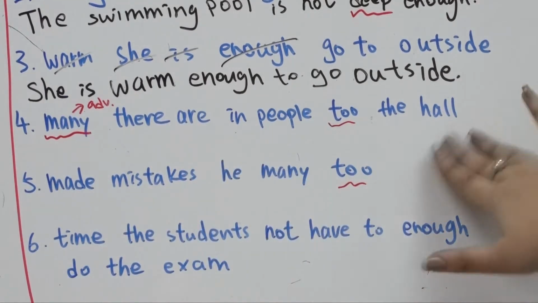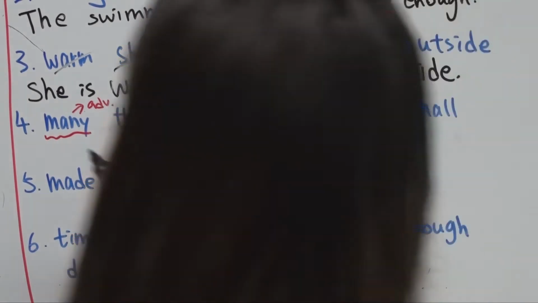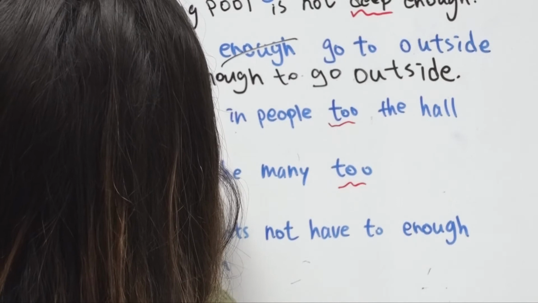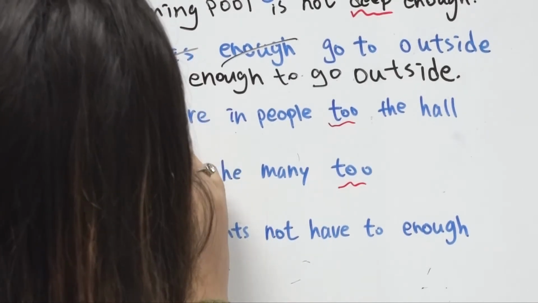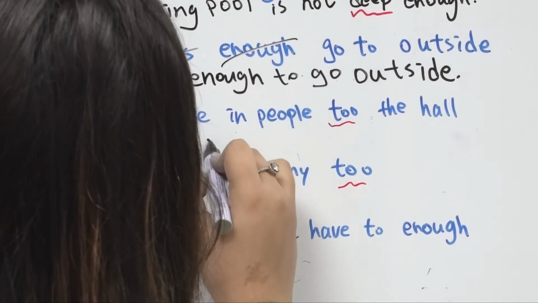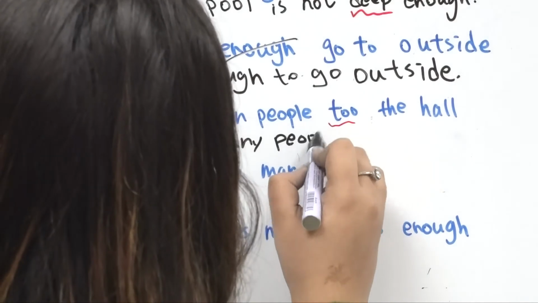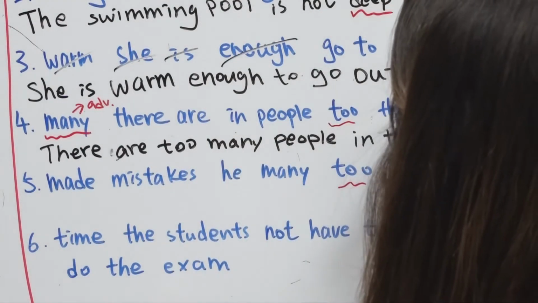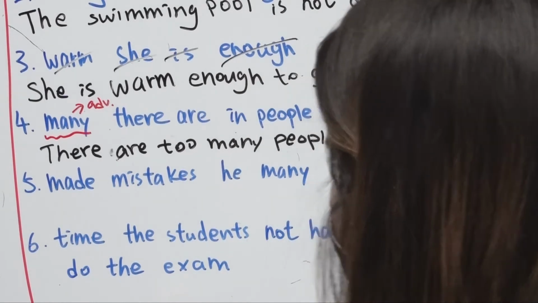So how do you make it a sentence? There are too many people in the hall. There are too many. Good. There are too many people. And then in the hall. Yes, in the hall. Okay?